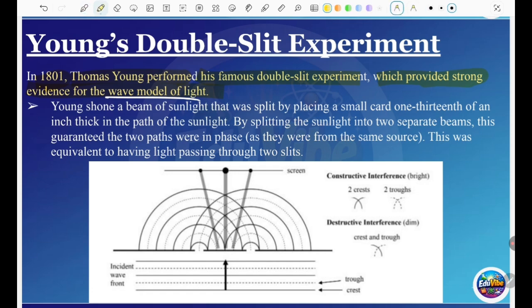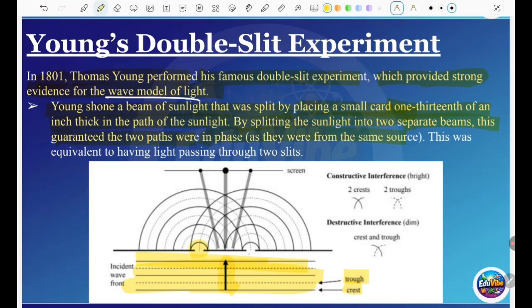Young shone a beam of sunlight that was split by placing a small card, 1/13th of an inch thick, in the path of the sunlight. So you can see that this is the path they used. This is the trough and crest, which are the parts of the graph where we can measure the wavelengths and the frequencies. By splitting the sunlight into separate beams, this guaranteed the two paths were in phase, as they were from the same source.